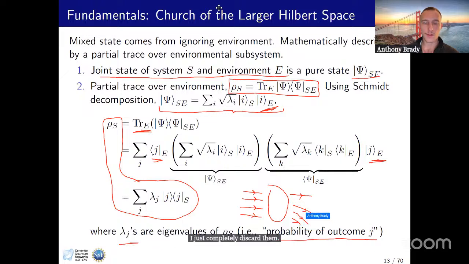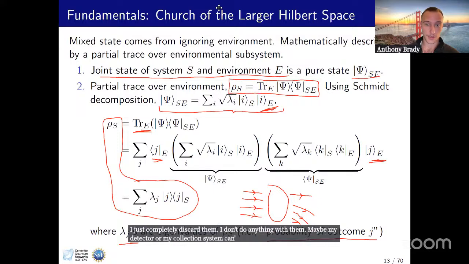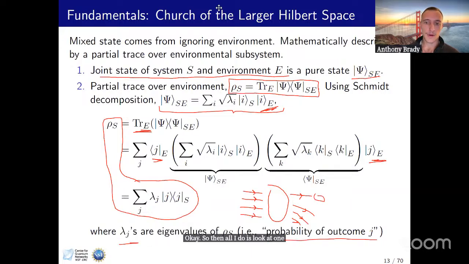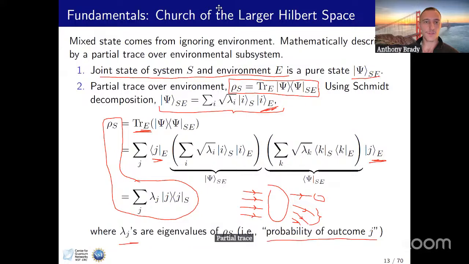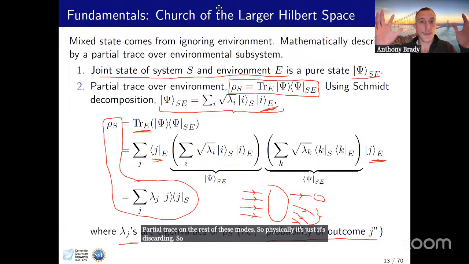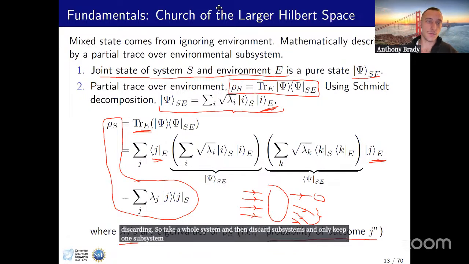I don't do anything with them. Maybe my detector or my collection system can't even process them. Or maybe I'm doing it on purpose. I'm filtering. So all I do is look at one mode. What I'm doing then is ignoring these modes, which is equivalent to a partial trace on the rest of these modes. So physically it's discarding: take a whole system, discard subsystems, and only keep one subsystem. That's what a partial trace physically corresponds to.